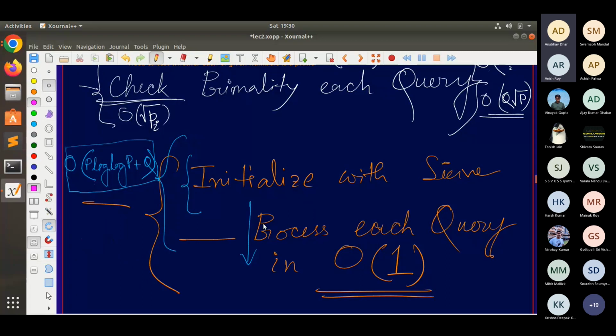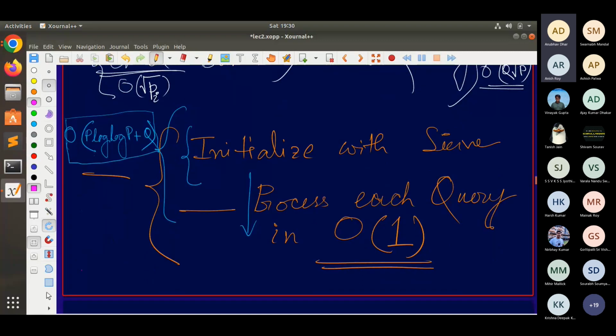So, an exercise from the complexity class: can you prove this thing is equal to order of max of m comma n? Try proving this later.